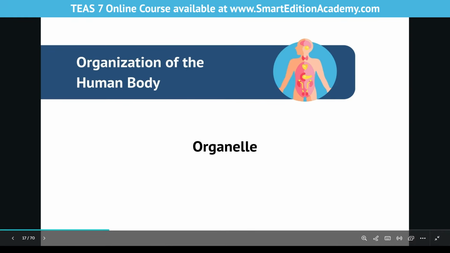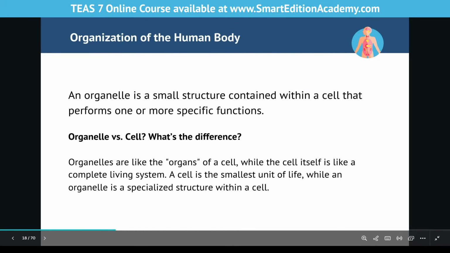What is an organelle? How would you define it? An organelle is a small structure contained within a cell that performs one or more specific functions. So what's the difference between an organelle and a cell? Organelles are like the organs of a cell, while the cell itself is like the complete living system. A cell is the smallest unit of life, while an organelle is a specialized structure within a cell.